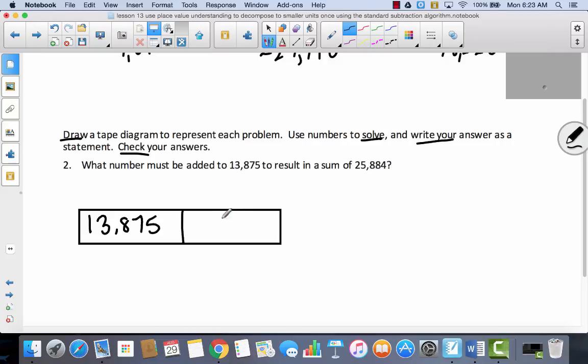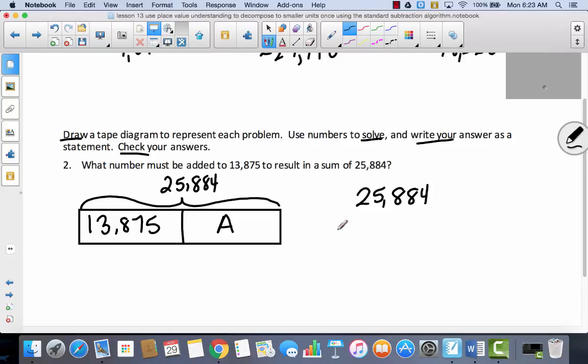So we have 13,875, and it's asking us what number do we have to add to that, and I'm going to go ahead and call it A. What number do we have to add to that to give us a total of 25,884? So how would we solve to find A? Well, we could subtract, right? So now we're going to solve. So let's take 25,884 and we're going to subtract 13,875. I want you to solve this problem by yourself. So I'm going to pause the video and I want you to subtract.